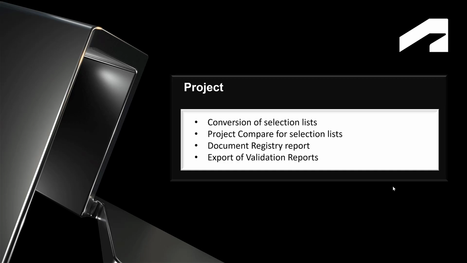Before we jump into individual features, let me quickly set the stage. For 2027, we focused on four main improvements here: conversion of selection lists, project compare enhancements for selection lists, an improvement for the document registry report, and finally, the ability to export validation reports. So let's go through them one by one.